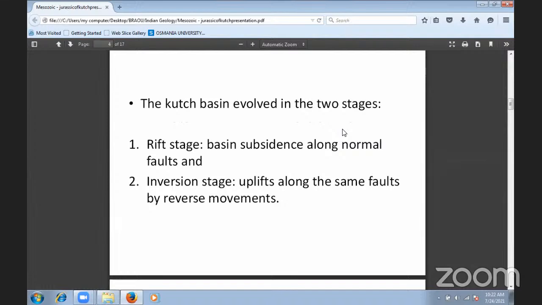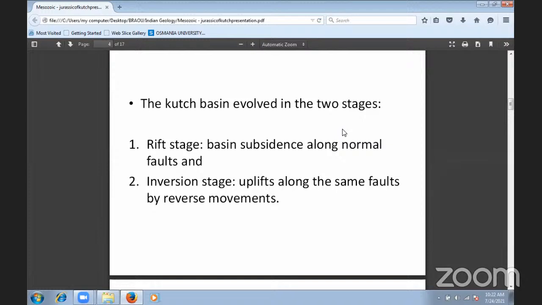The Kutch basin evolved in two stages. The first one is a rift stage, basin subsidence along a normal fault, and the second one is an inversion stage, uplift along the same fault by reverse movements. The succession of the Jurassic group of Kutch, let us see, and the formations.